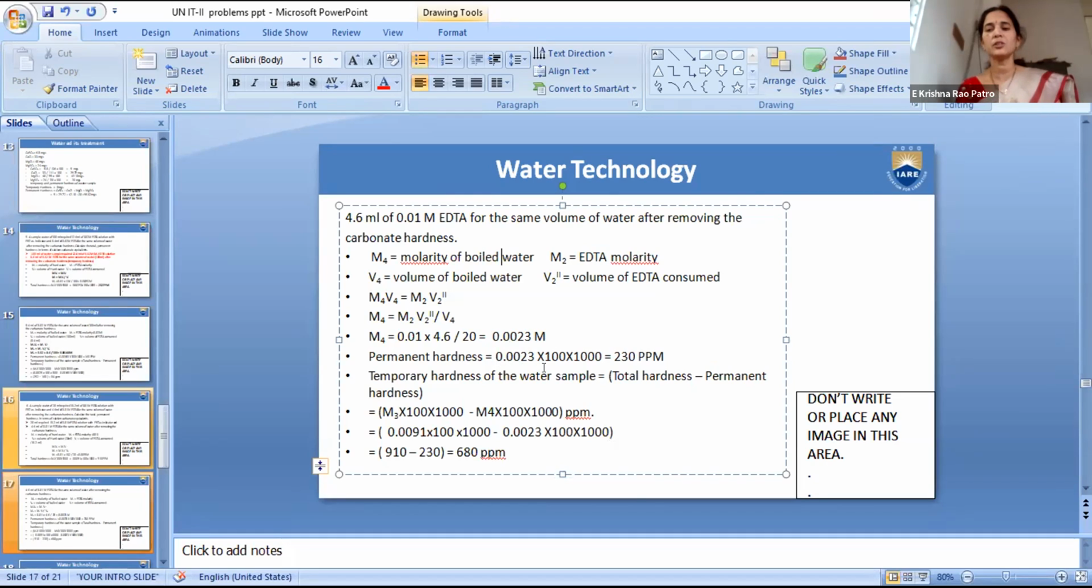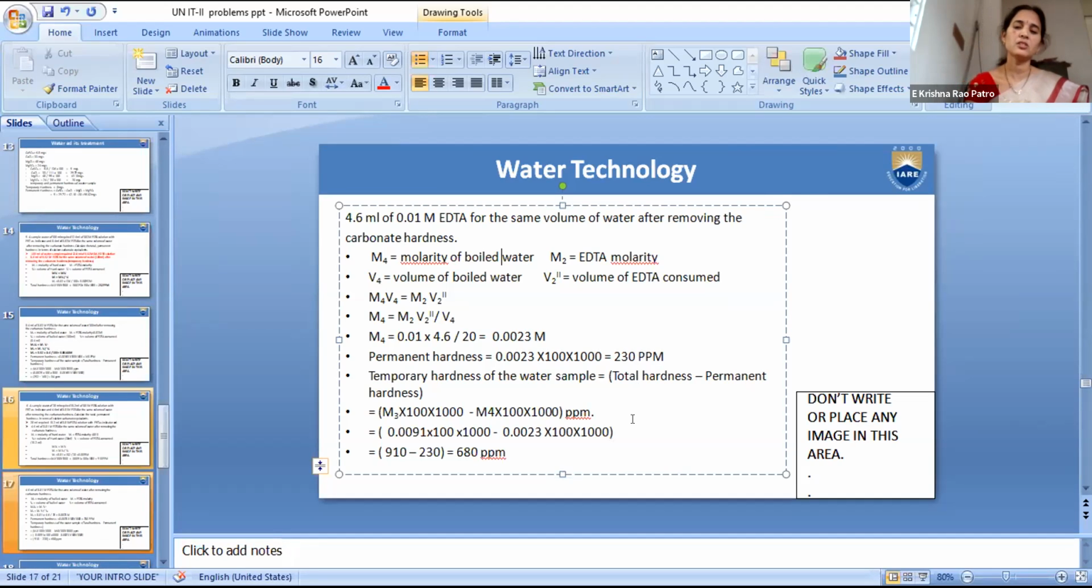Permanent hardness: convert into ppm. All the students convert the molarity, that is M4, into ppm. 0.0023 into 100 into 1000. So we will get 230 ppm. So for the second problem, we got permanent hardness 230 ppm and total hardness 910 ppm.